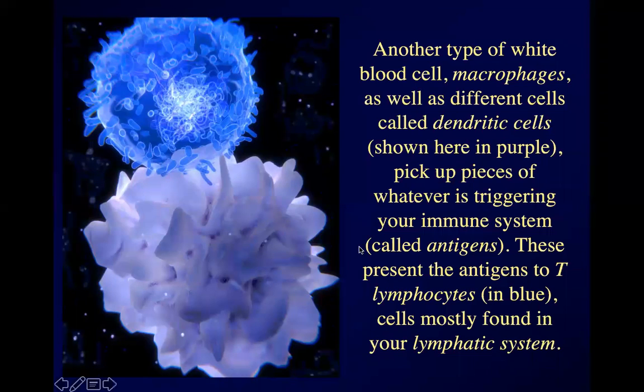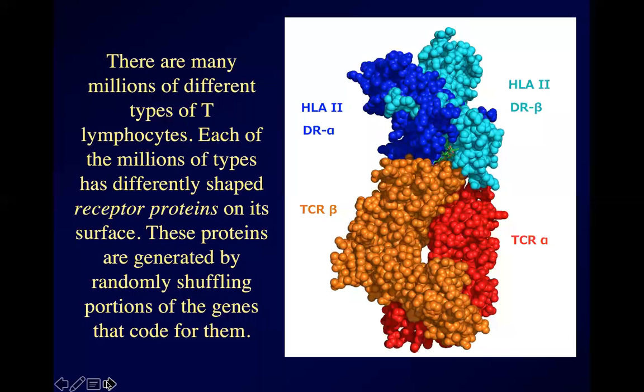So the macrophages and the dendritic cells go around searching for a T lymphocyte that has a receptor that's shaped in such a way that it matches the antigens that they're carrying around.